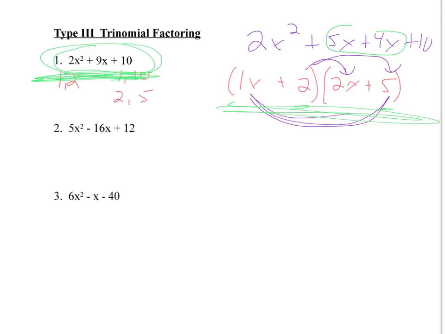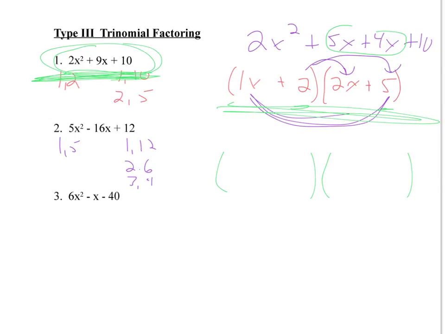Let's look at 5x squared minus 16x plus 12. Same idea. When I build my houses, I know that inside my houses I'm going to have minus and minus because the C term is positive and the B term is negative. I'm going to list out my factor pairs of 5, which are 1 and 5. I'm going to list out my factor pairs of 12, which is 1 and 12, 2 and 6, 3 and 4. I need to play with my factors until I get a sum of 16.